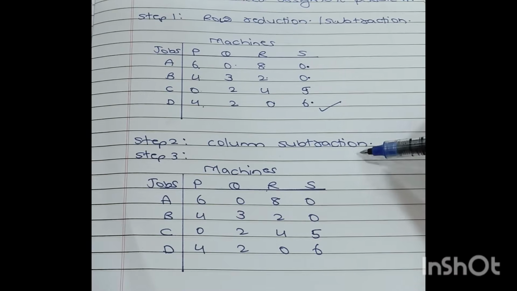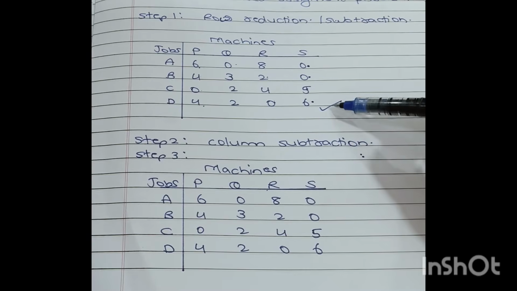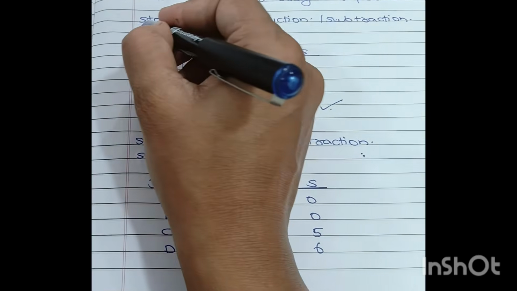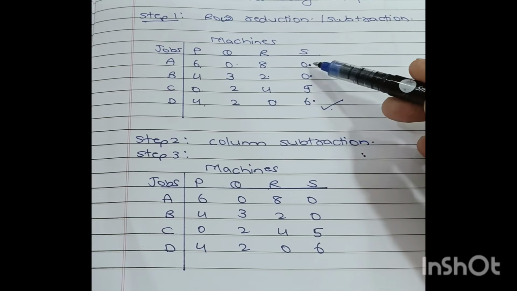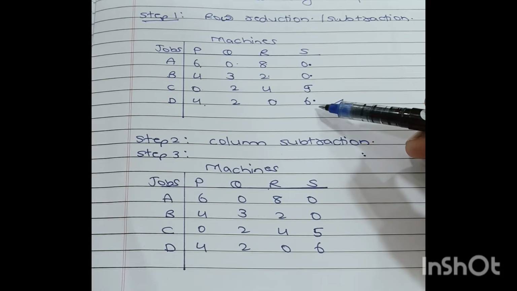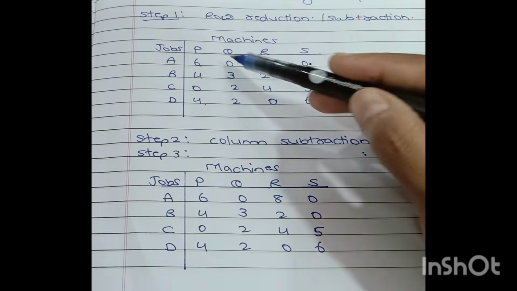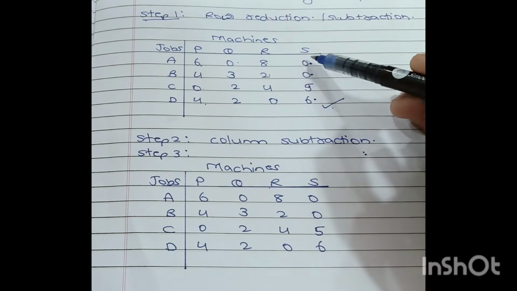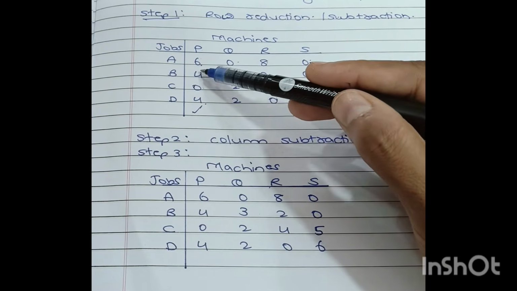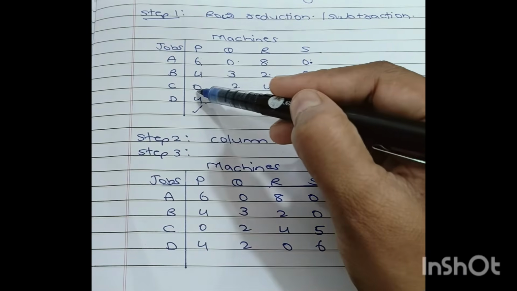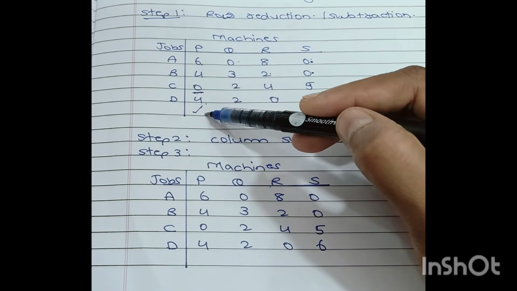After row reduction, step number 2 is column reduction or column subtraction. Now, the matrix that we have got after row reduction, that is step number 1, same matrix we are going to refer for step number 2. The same steps that we have applied for row reduction, we are going to apply for column reduction, but column wise. Here there are four columns P, Q, R and S. We are going to select the first column. In this first column, values are 6, 4, 0 and 4. Lowest value is 0. So subtract this 0 from all other elements of that column only.